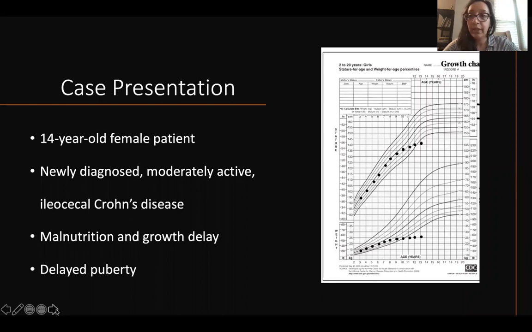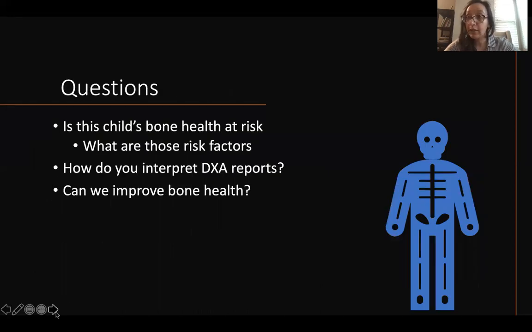You are seeing a 14-year-old female in clinic. She has newly diagnosed Crohn's disease, and as you can tell from the growth chart, is complicated by malnutrition and growth delay, and additionally delayed puberty. So as we evaluate this patient and think about bone health, a few questions come to mind.